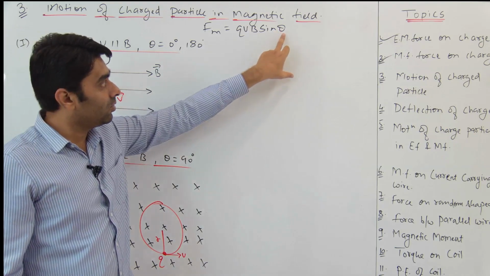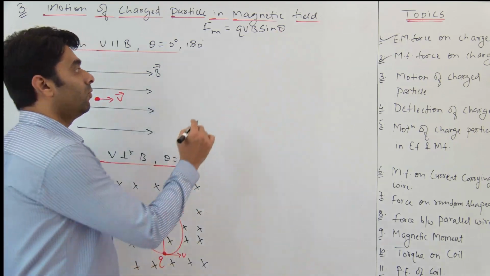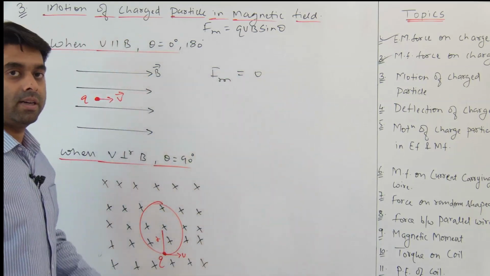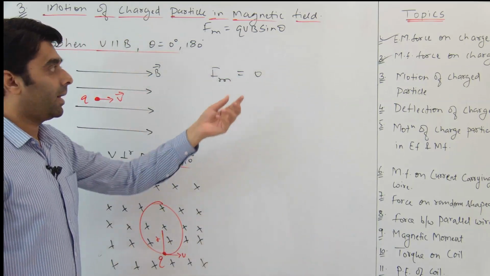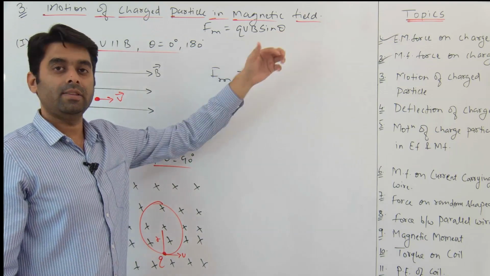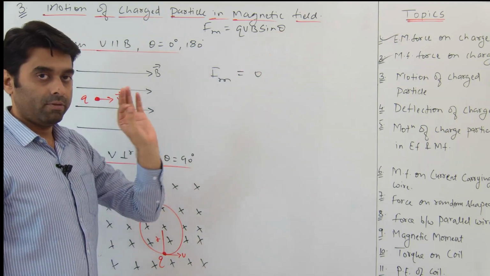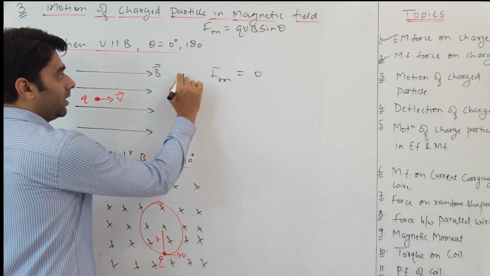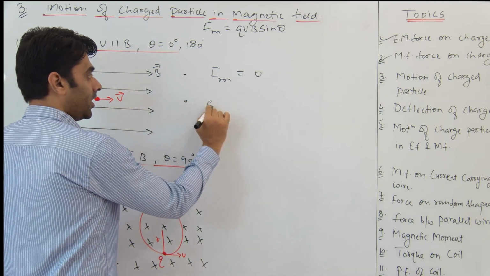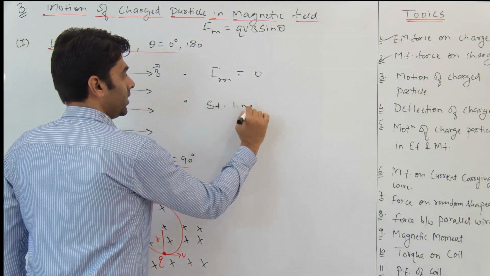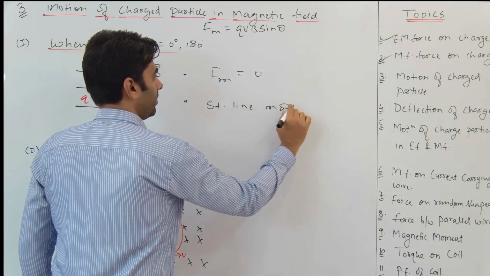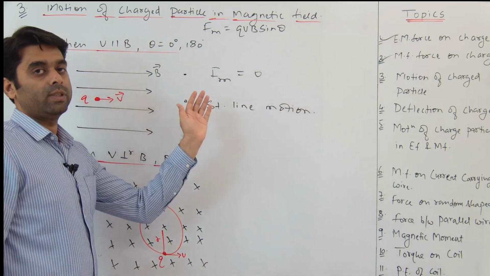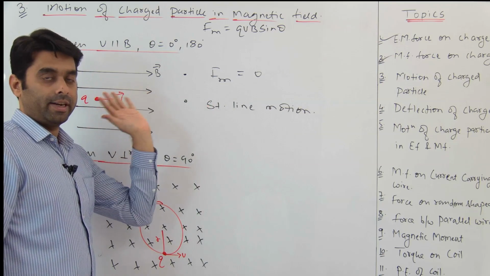If angle is 0, sine 0 is 0, that implies the magnetic force will be 0. Whenever a charged particle is moving parallel or even anti-parallel, because for anti-parallel sine 180 is 0, the magnetic force will be 0. If magnetic force is 0, what will be the path of the charged particle? The path will be a straight line. So it will move in straight line motion, right? There will be no magnetic force and the particle will continue to move with the same speed in this direction in a straight line path, right?